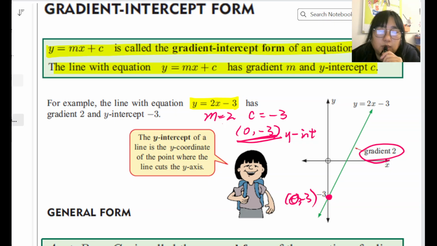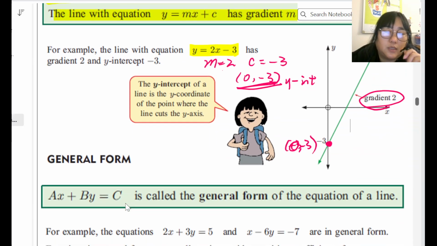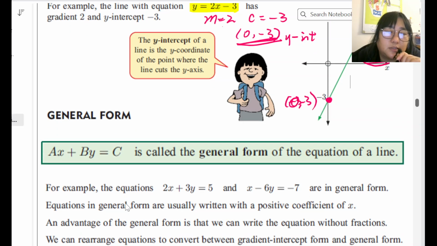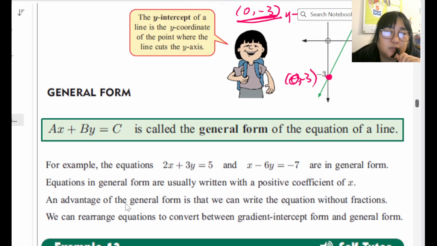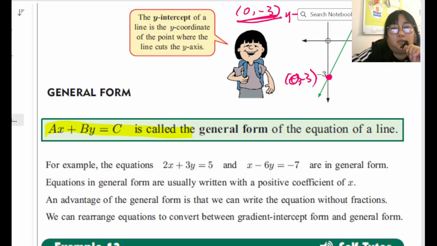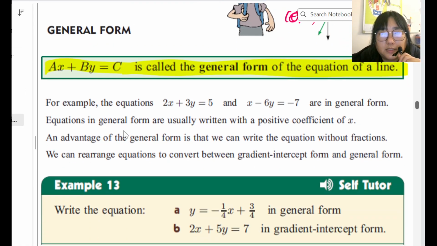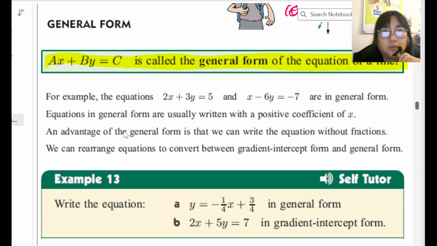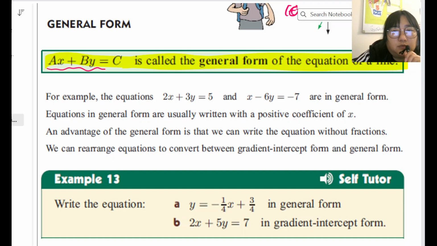And there is also another form you have to get some idea of, which is ax plus by equals c. That's called the general form of an equation of a straight line. Through this kind of form, you can find the gradient. So I can calculate the gradient, and that means I have to convert this format to y equals mx plus c, and the m will be my gradient.